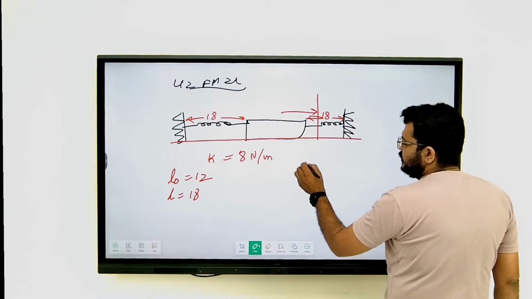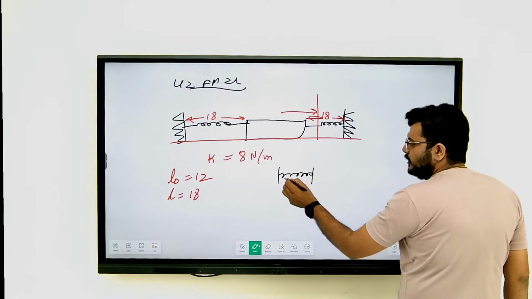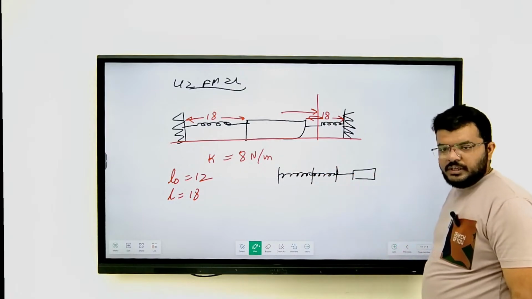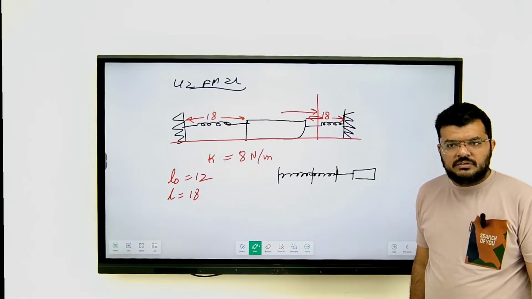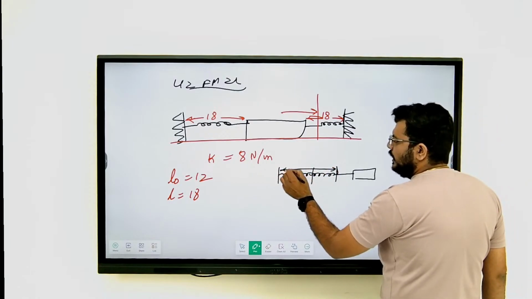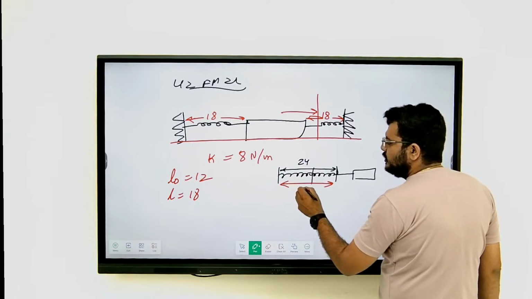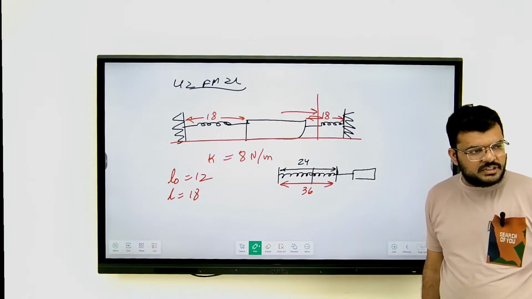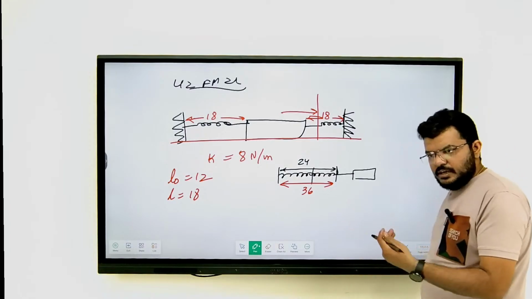Right. So can I also construct it like this to make it very simple? This is first spring, this is second spring, and is connected to the trolley. The trolley is free from one end. What should the length be? It should be 24. But initially the length is 36. So how much force is it under? 36 minus 24. Right? Definitely.